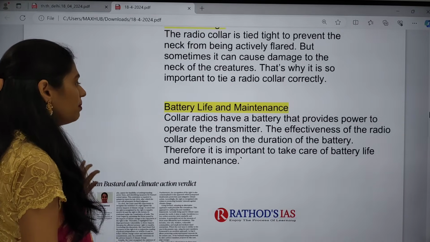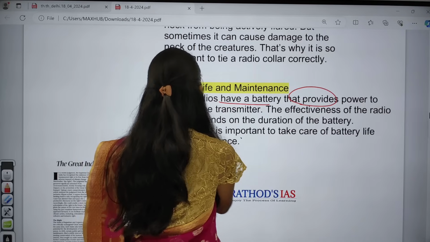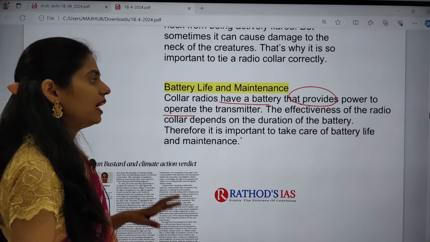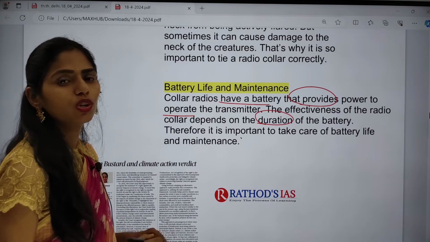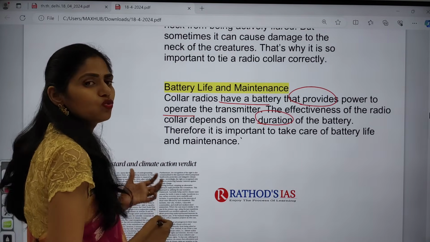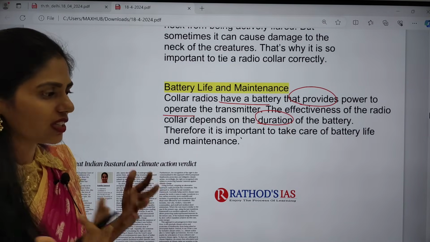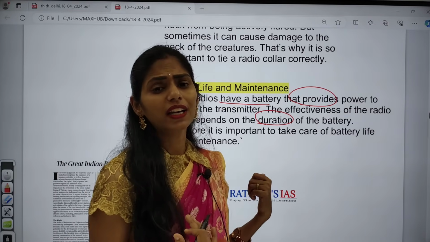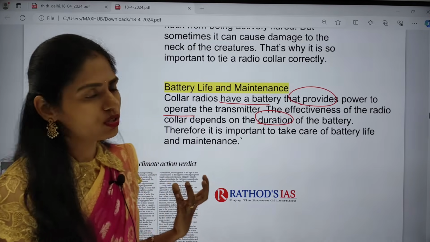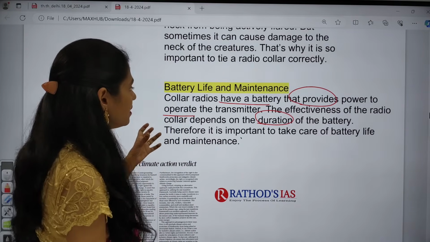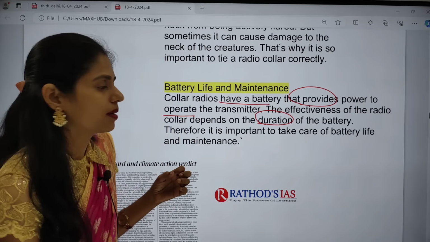And this one is battery life and maintenance. Radio collars have a battery that provides the power to operate the transmitter, and the effectiveness of the radio collar depends upon the duration of the battery. Therefore, it is very important to take care of battery life and maintenance of the battery. After fixing the radio collar, if the battery is low, it will not function. The transmitter will not get power to send the information to the antenna. So we have to ensure proper battery life and proper maintenance of the battery.